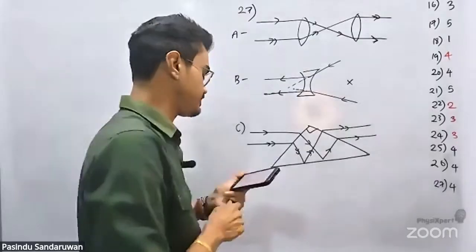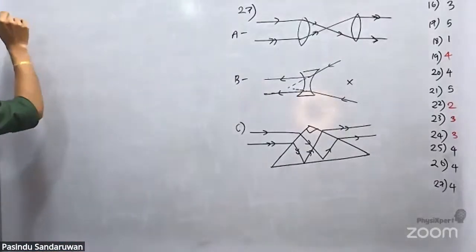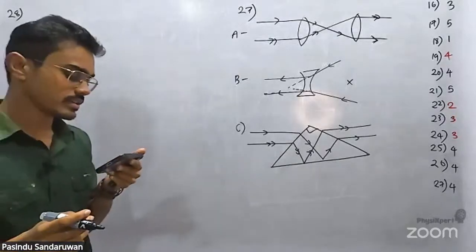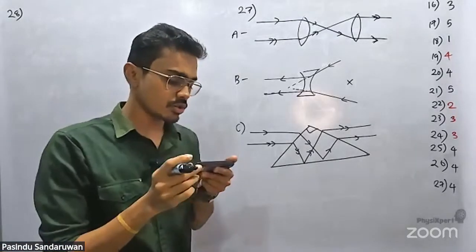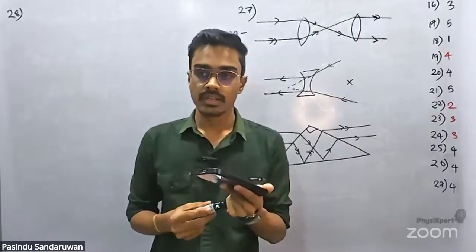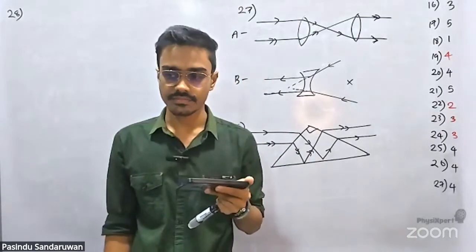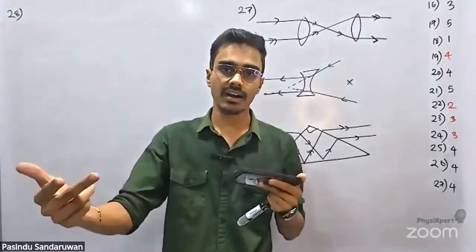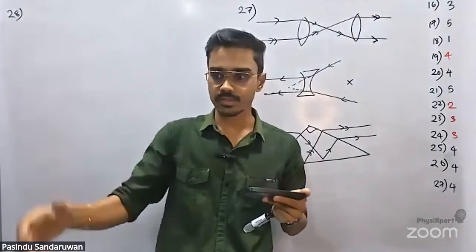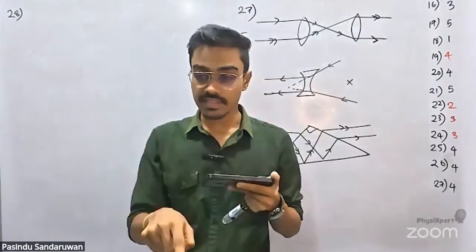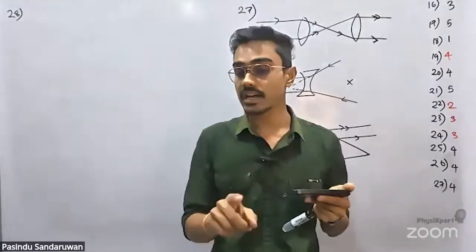28. A clear image of a remote object is focused onto a screen. Remote means the object is at infinity. Remote, far, distant: any such word refers to infinity. That is focused onto a screen. There are a few hints to be taken.